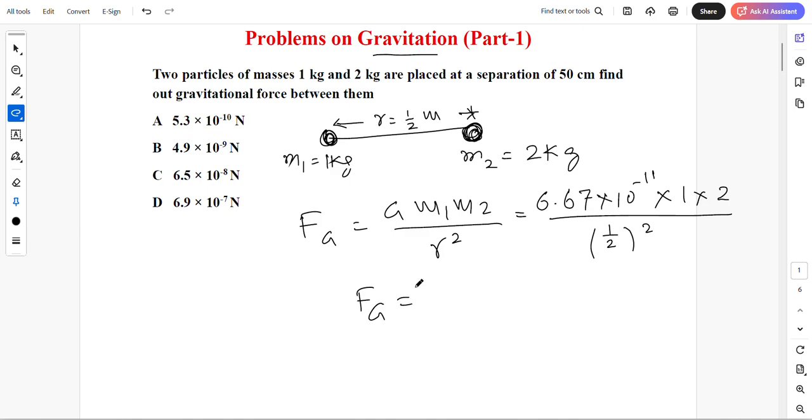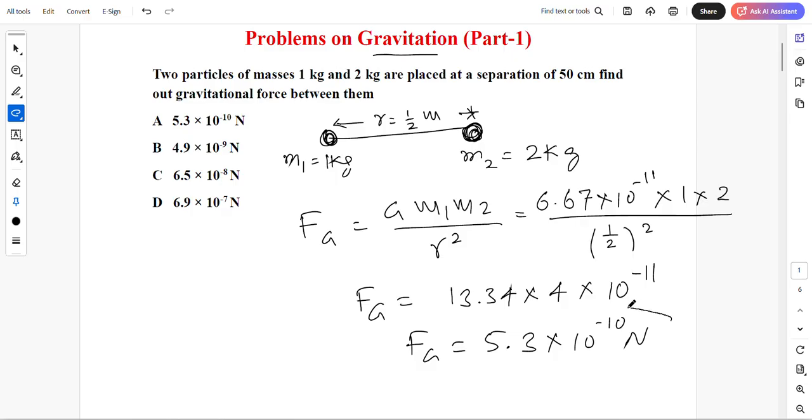Fg is equal to 6.67 into 2, that is 13.34, into 4, because this will be coming to the numerator, into 10 to the power of minus 11. 13.34 into 4, approximately you are going to get 5.3. This is the very close answer. 5.3 into 10 to the power of minus 10 Newton is the right answer.